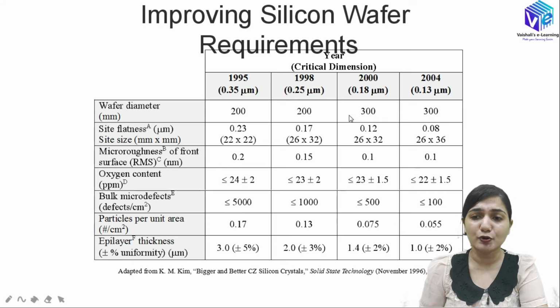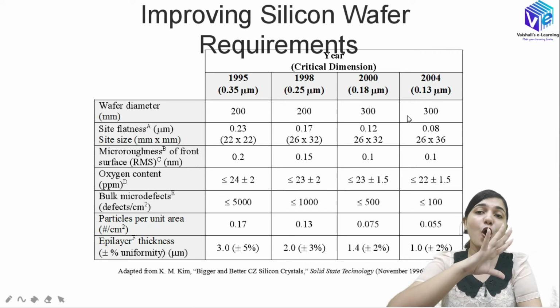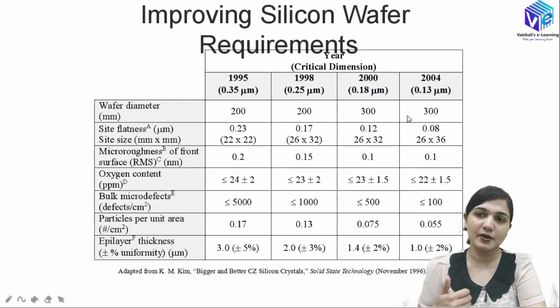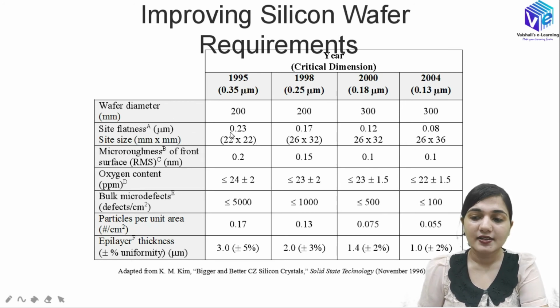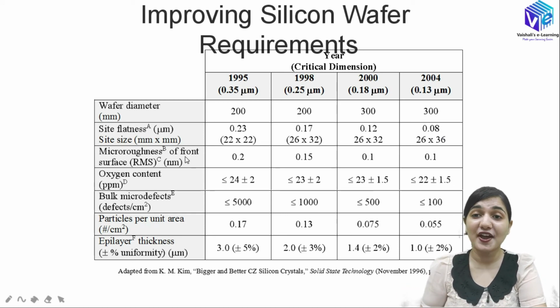So these are the improving silicon wafer requirements. These are the requirements with time. You can see the wafer diameter has to increase. For similar thickness, if I take all of the parameters to be the same, weight the same, thickness the same, and I increase the wafer diameter going from 1995 to 2004, you can see side flatness is decreasing. Here we have 0.23 and here we have 0.08 micrometer side flatness. This is how we can have a more and more flat surface.